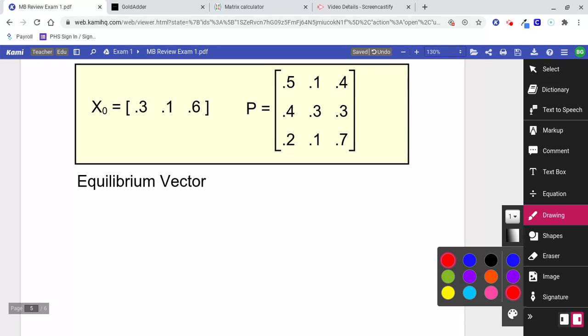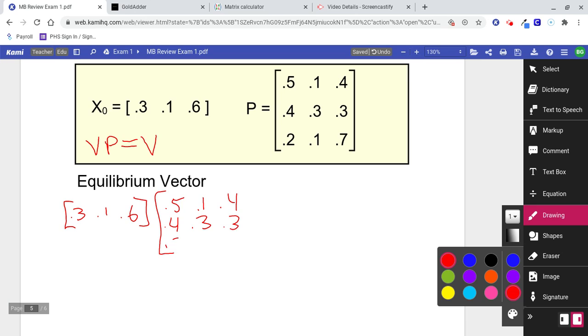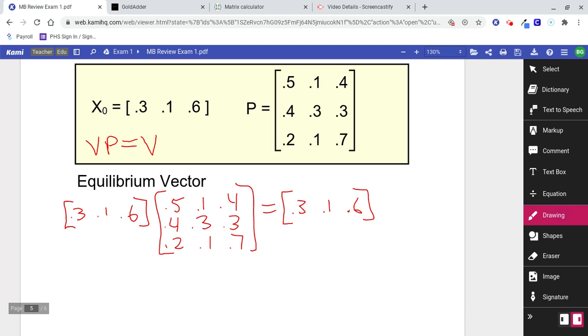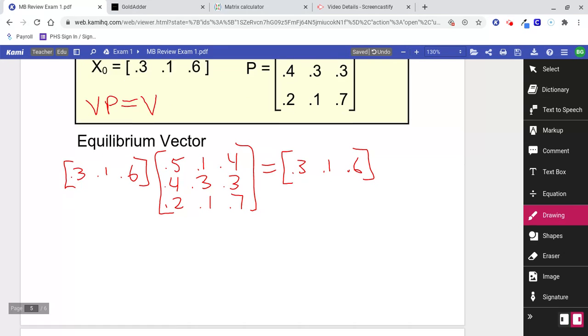So the concept here that we need is equilibrium vector times the transition matrix equals equilibrium vector. So what we can do here is 0.3, 0.1, 0.6 times this is supposed to equal 0.3, 0.1, 0.6. We've reached equilibrium and nothing changes, okay?